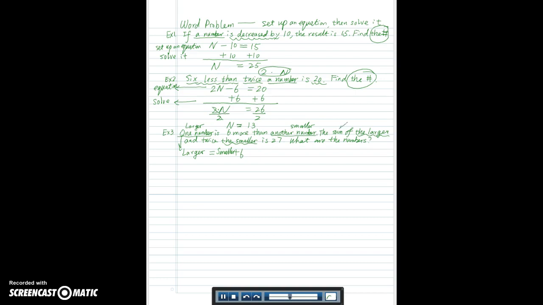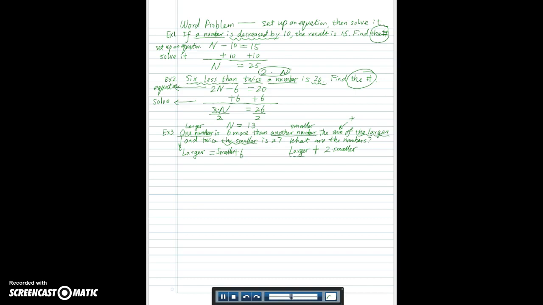The sum means addition of the larger number. So I'm going to write down the second equation: the sum of the larger and twice the smaller. Twice means 2 times smaller. So the sum means addition. I'm going to write down addition here. Start from the beginning again: the sum, addition, write down addition.